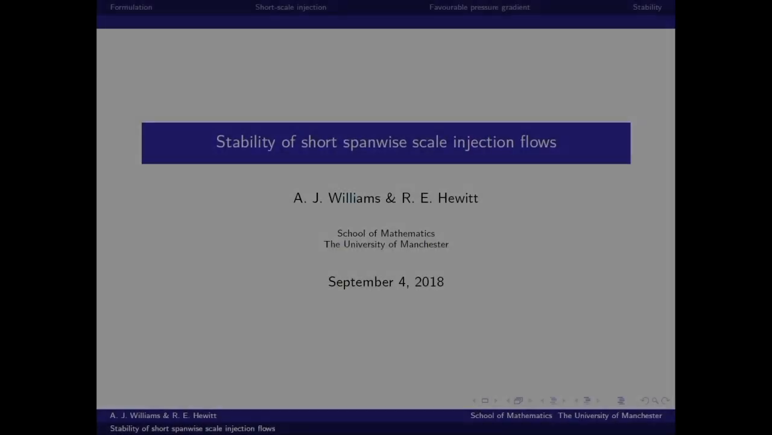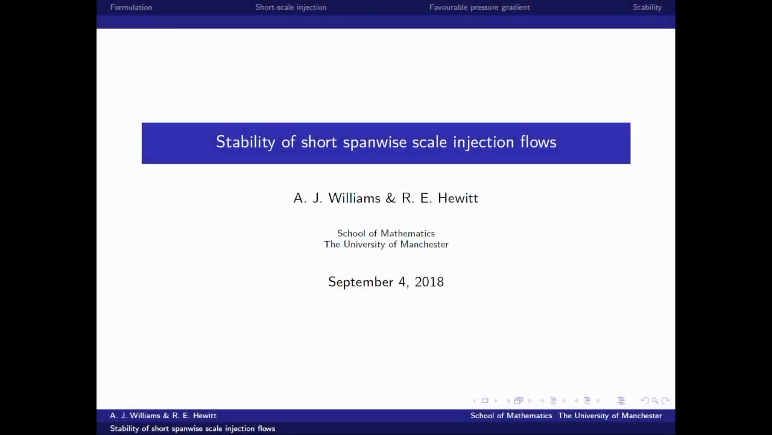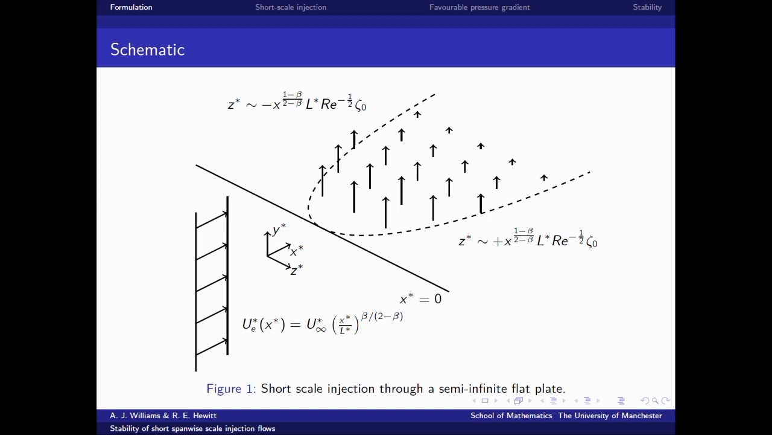Okay, I'm going to be looking at the stability of low-speed streaks that are formed when you have a short spanwise scale injection into a flat plate boundary layer. So here's a schematic for the problem. This is the injection region, and there's an oncoming uniform flow or possibly a power law flow, and the pressure gradient is parameterized by this beta. The zeta naught is the width of the injection slot, and we're taking the Reynolds number to be large. The thing to note is that the injection grows at the same rate as the boundary layer thickness, so it's self-similar downstream.